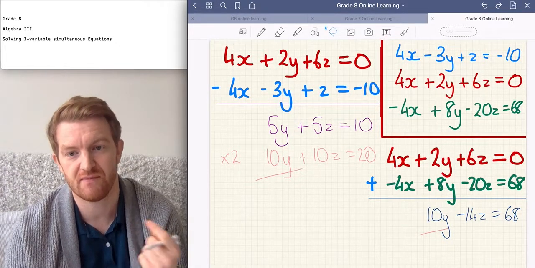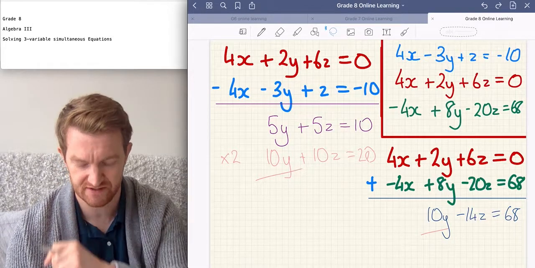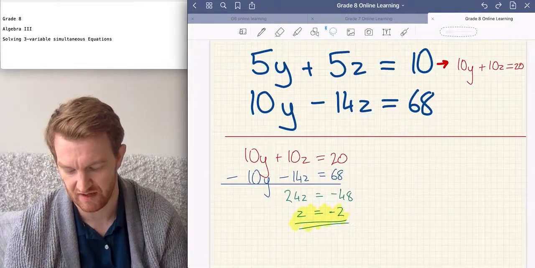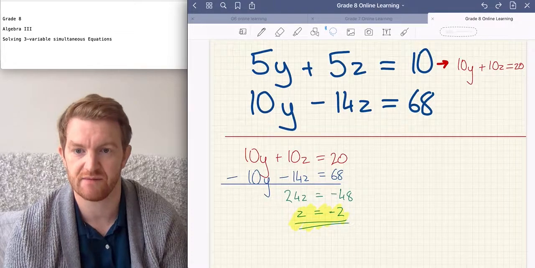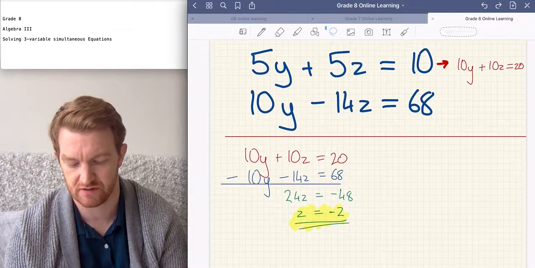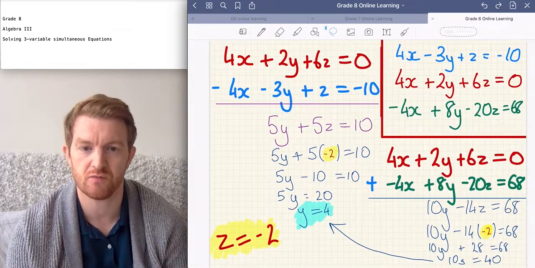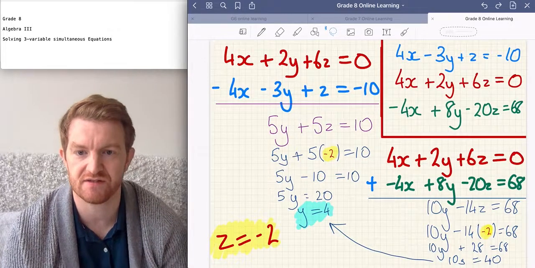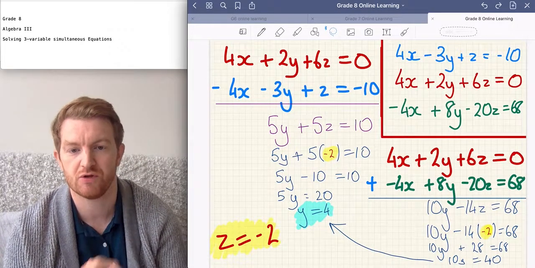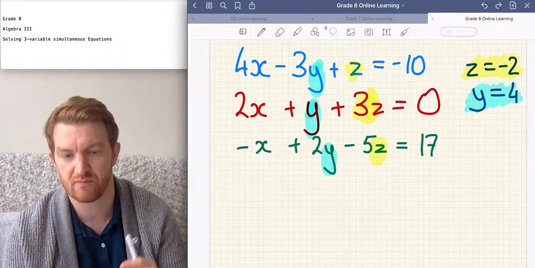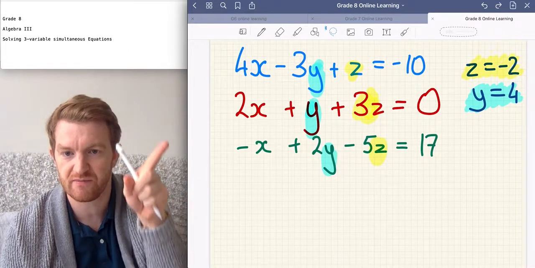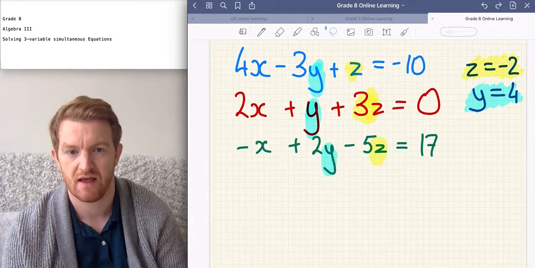I solved them as we've done in the previous lessons and in the quiz, again by elimination. Could have used substitution as well. You put the value of z into both equations, that gives you y is 4. Once you've got two variables, you can then put those two variables into all three. Notice it's the ones we started with.